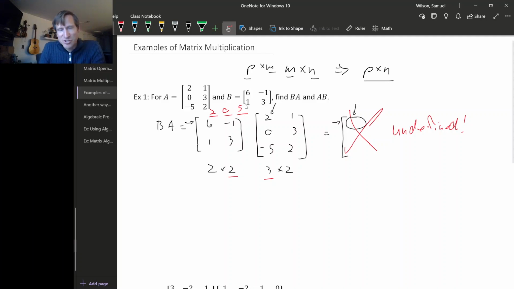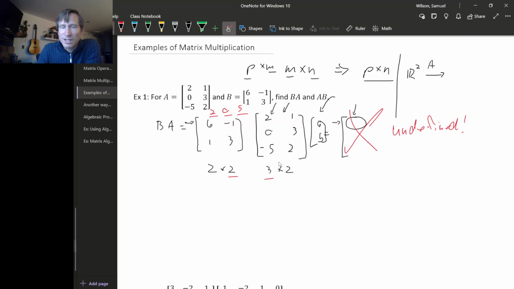Another reason that it should be clear why this is undefined is because if you think about this in terms of linear transformations, what would this represent as a linear transformation? Remember, matrices represent linear transformations by matrix vector product, so you'd put a vector over on the right here to do a linear map. So you'd have to start with a vector in R2, because you have to have the same number of entries in the vector as you do columns over here. So you'd start in R2.